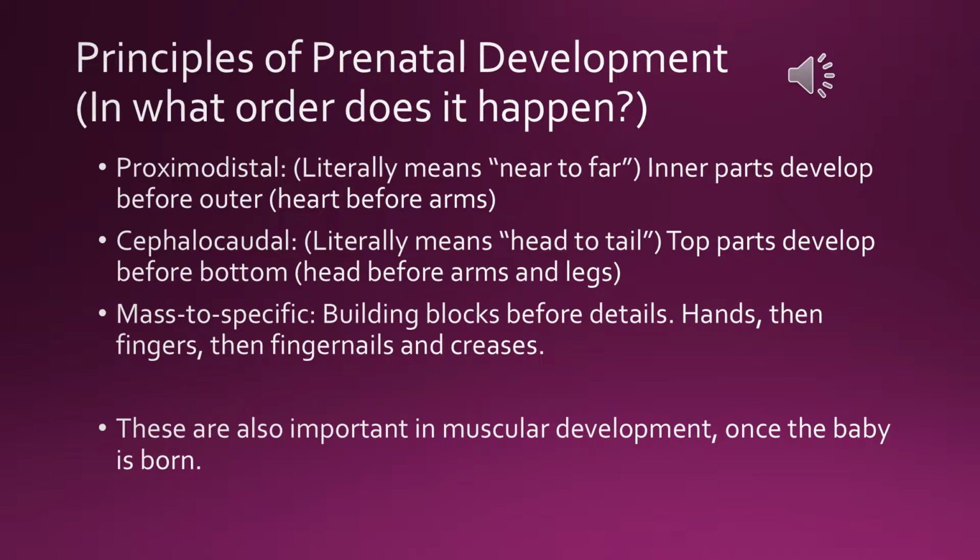Finally, the last one is mass to specific. So larger things are going to be developed before more finer details. So you develop arms, then hands, then fingers, and then lastly fingernails and creases.